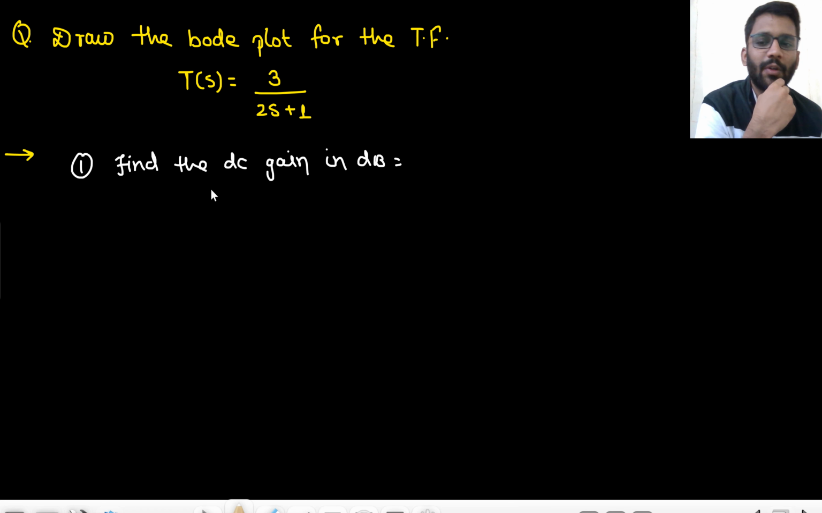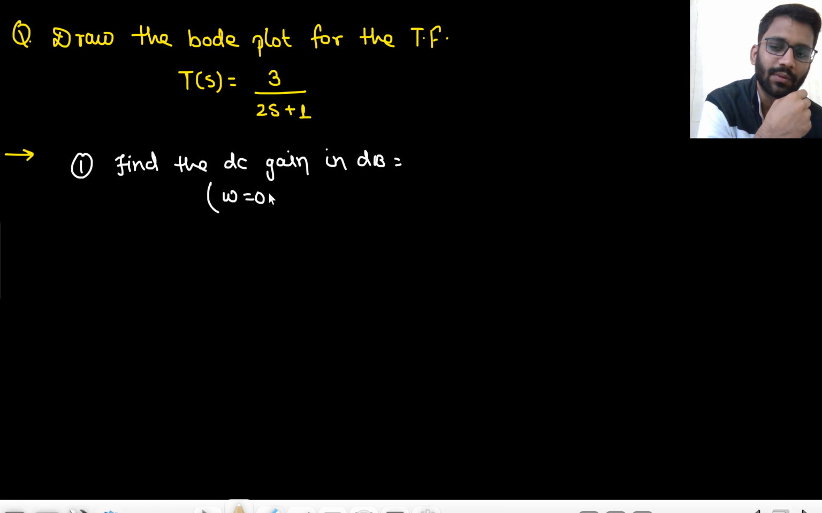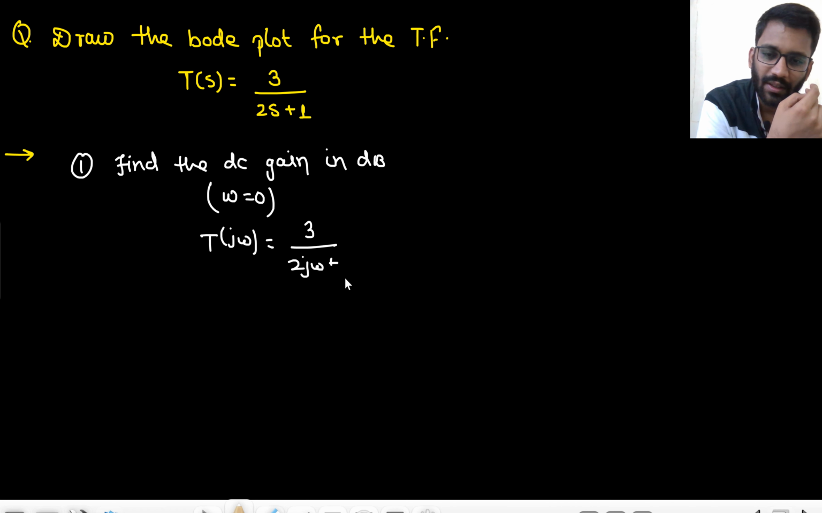So what do I mean by DC gain? Put omega equals to 0. Okay, so let's just put omega equals to 0. That means here T of j omega is this 3 upon 2 j omega plus 1. If you put omega equals to 0 in this one, that means you will get 3.